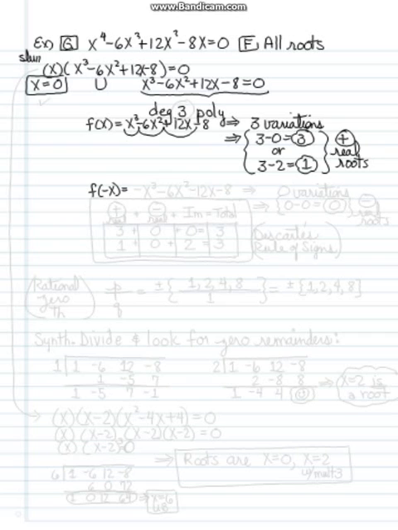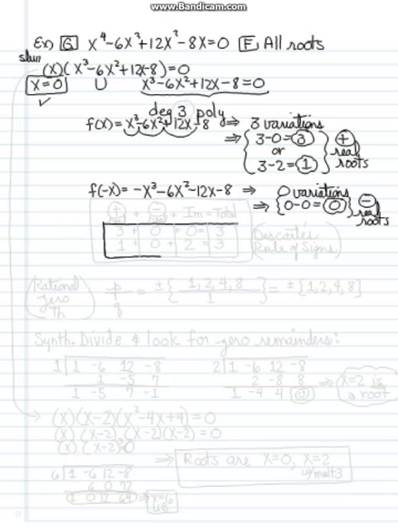Let's find f of negative x. That's equal to negative x cubed minus 6x squared minus 12x minus 8. Let's count the number of sign variations. There are no sign variations in this, so there are 0 minus 0 equals 0 negative real roots. Okay, either 3 or 1 positive real roots, and then exactly 0 negative real roots.